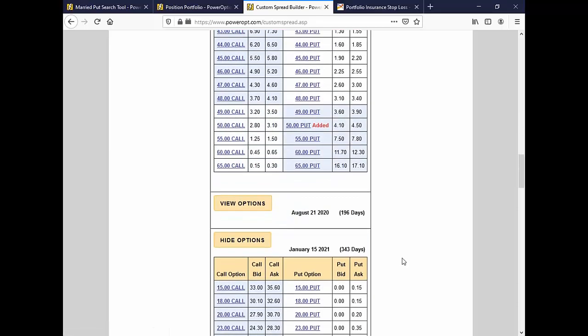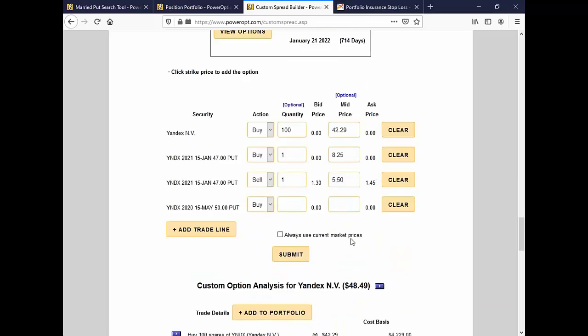Bought the 50. And that was 410 or 420. I can't remember the time. I think it was maybe, let's try 420. Something close to that. So what am I doing here? I'm actually getting a credit. Yes, I paid $8.25. I'm selling it for $5.50, so you can say, yeah, you lost $2.75 on that put.